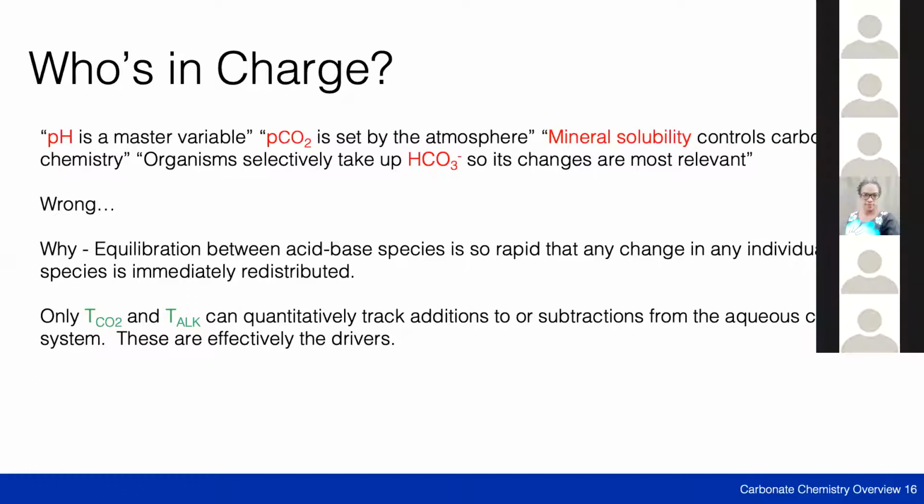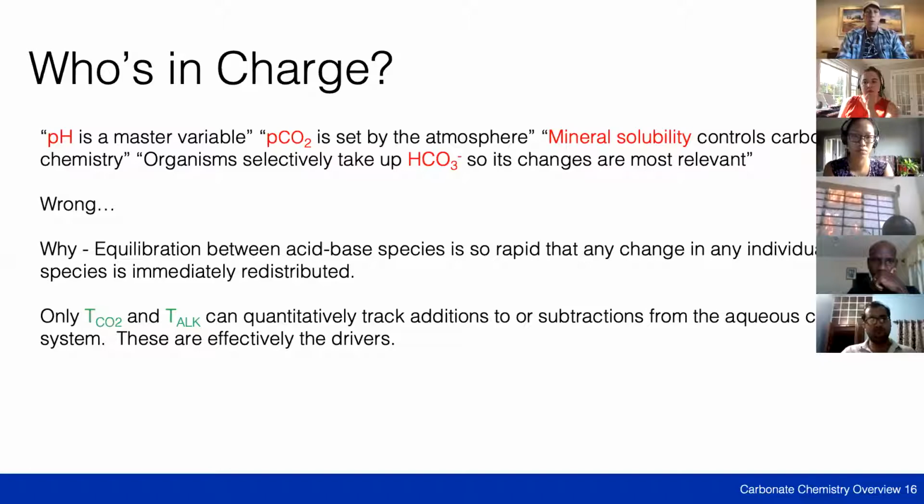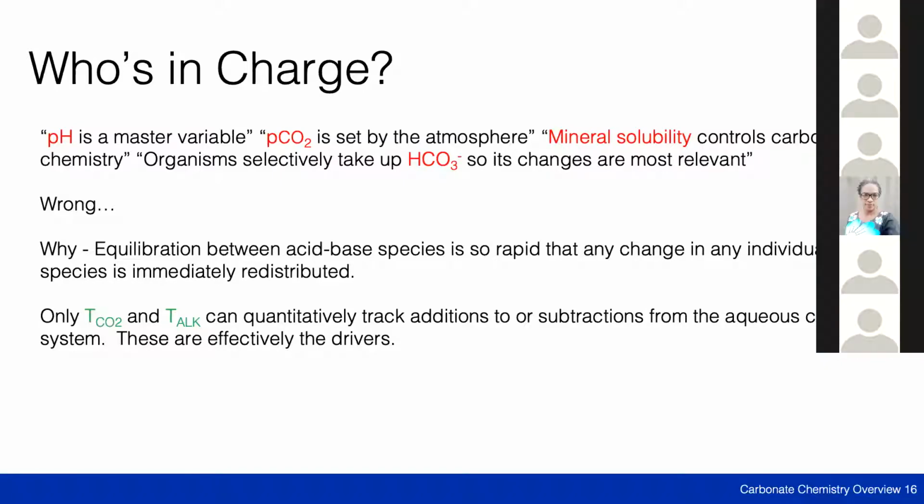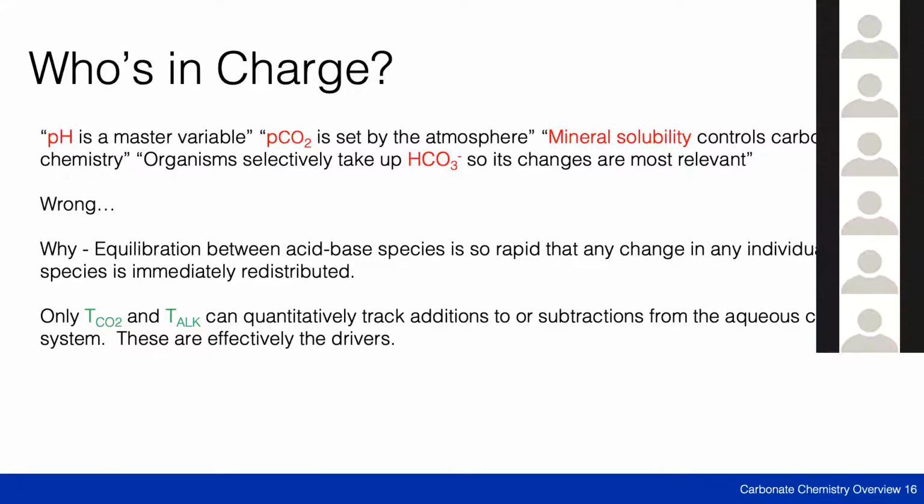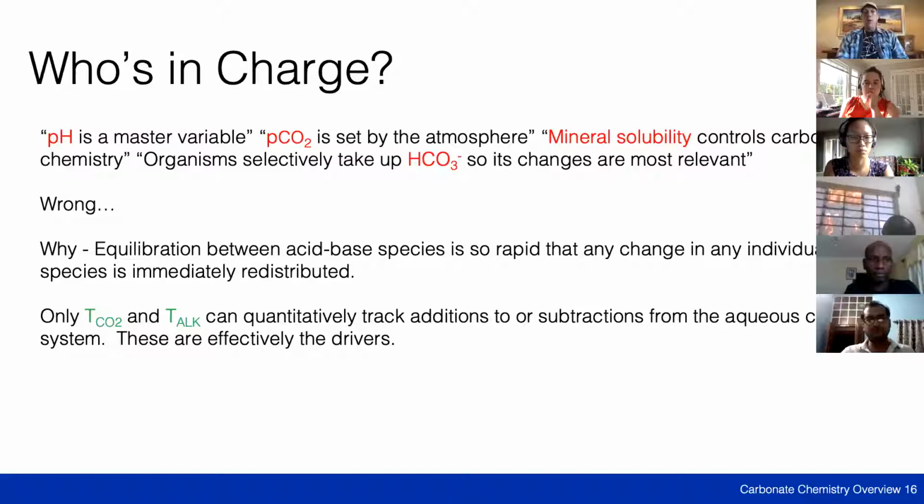In terms of things like gas exchange or mineral precipitation and dissolution, the system can often be far from equilibrium. And the other thing to remember is that the equilibrium between the acid-base species, that first set of equations that Sophie showed, is so rapid that the instant you change one part of the carbonate system, for example by raising the pCO2 in the atmosphere, all of that equilibrium reactivity happens and redistributes the perturbation in ways that can be hard to predict. Only total CO2 and total or titration alkalinity can actually quantitatively track additions or subtractions from the carbonate system. And these are really what drives how the system responds. Next slide.